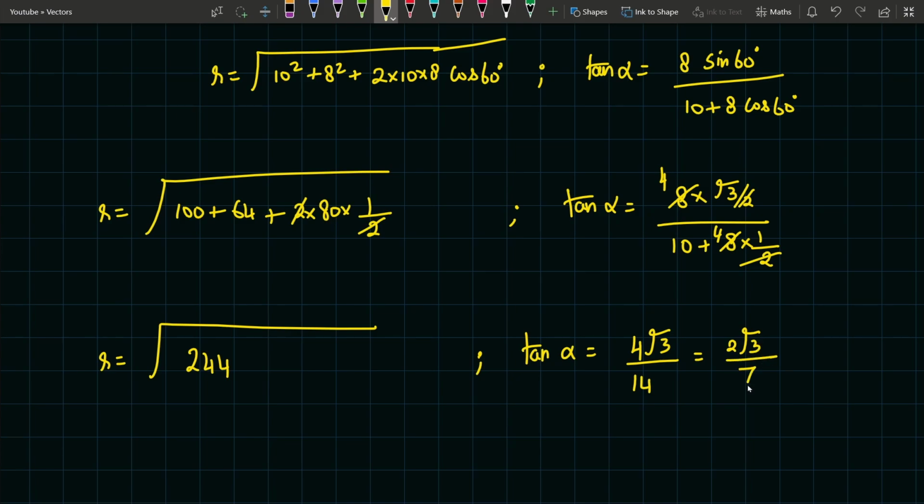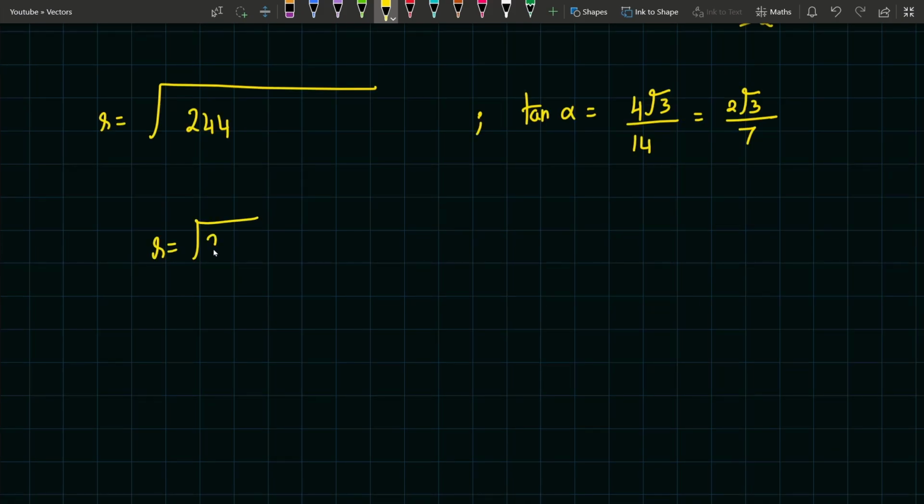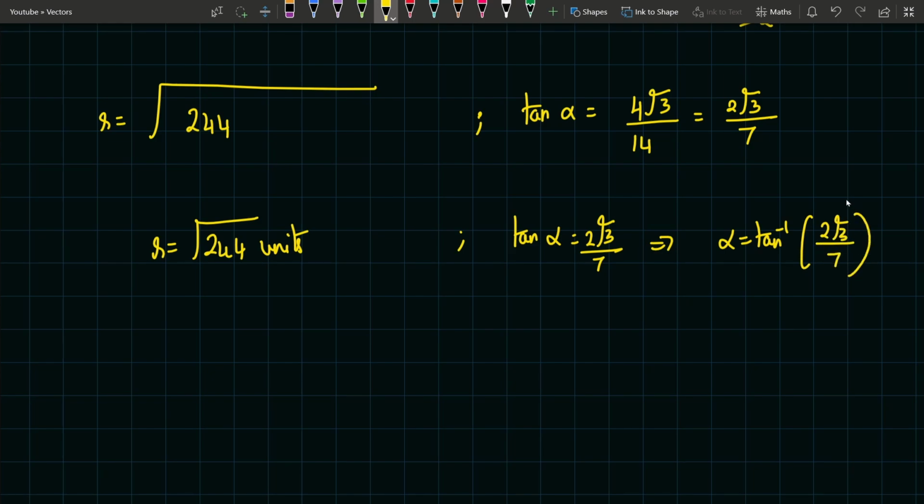We can leave the R value as root of 244 units, or we can find the value of root of 244 exactly, but that's not required. You can leave it at this point. And tan alpha is given as 2 root 3 by 7. This implies alpha is nothing but tan inverse of 2 root 3 by 7. Tan inverse just simply means that at this value of tan, what is the angle that we have to input for the tan. Okay, that's it. And this is how you perform the vector addition using the two formulas that we just derived.